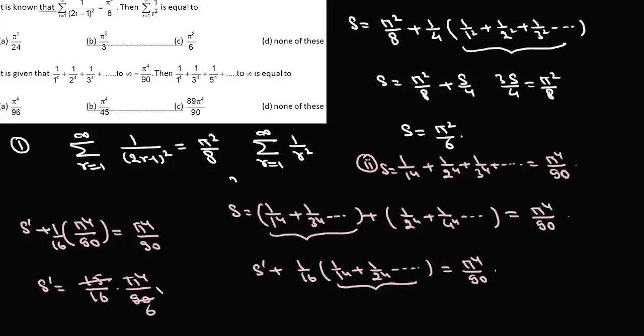Now this is 6 times. So this S dash will be pi to the power 4 upon 96. So the sum of this odd series is pi to the power 4 upon 96, and that's your option A.